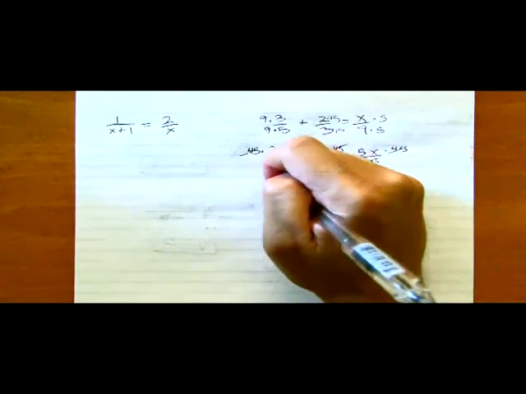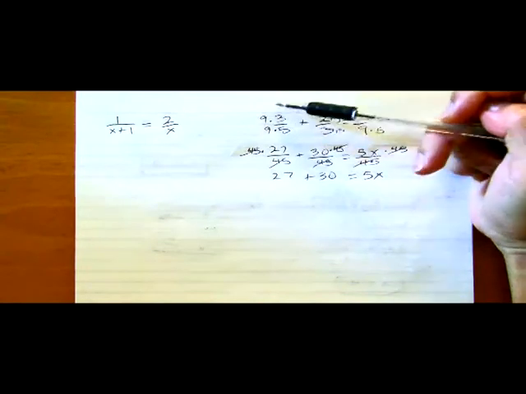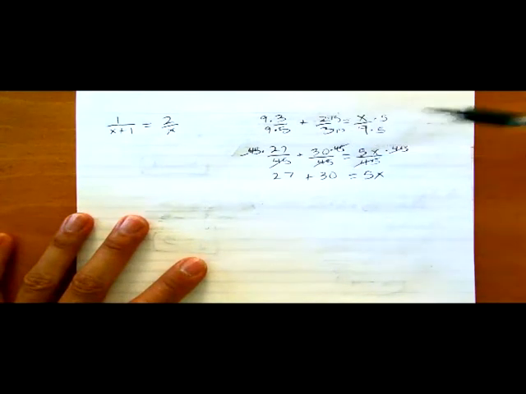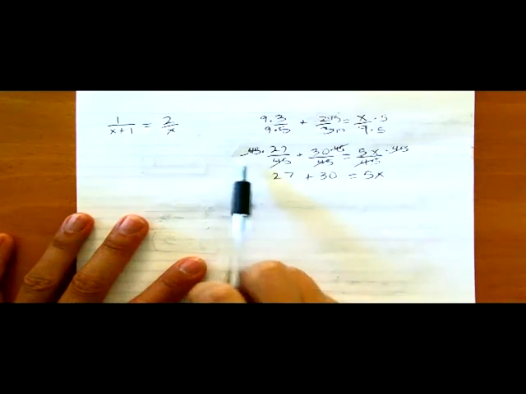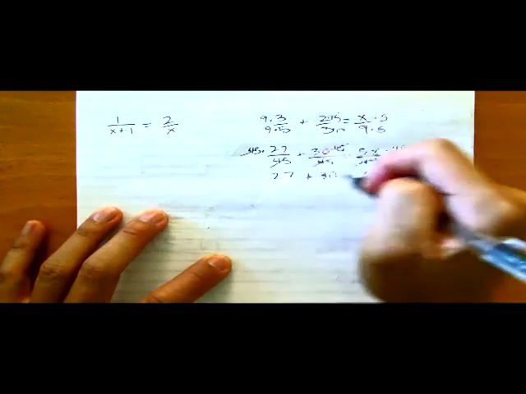There's a sort of balance here. That'll leave us with 27 plus 30 equals 5x. Notice, if I multiply top and bottom by 9 or 15 or 5, that keeps the fractions the same. It just changes the denominator. So there's a sort of balance here. Same with this equation. If I multiply the left side and the right side by 45, the two are still in balance. By doing so, it eliminates our denominator, and then we just have whole numbers to work with.